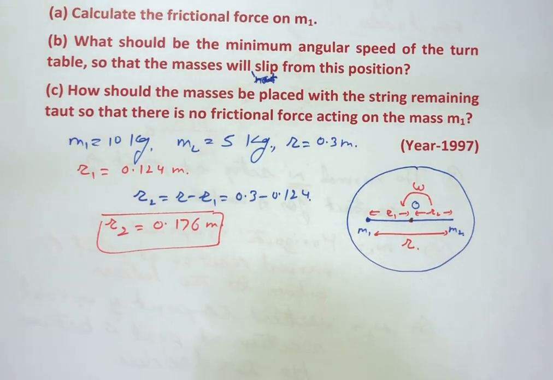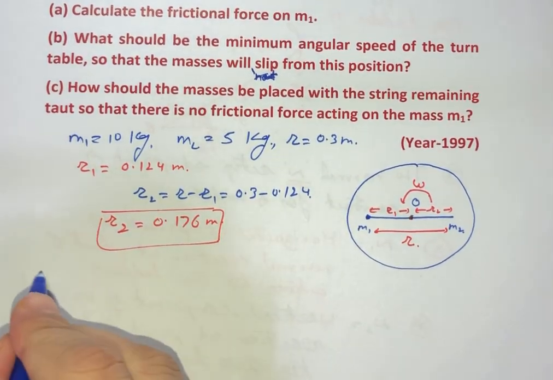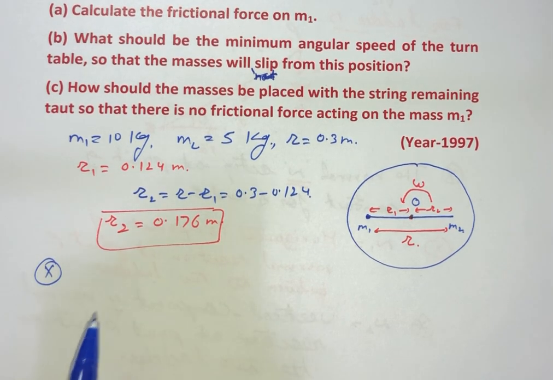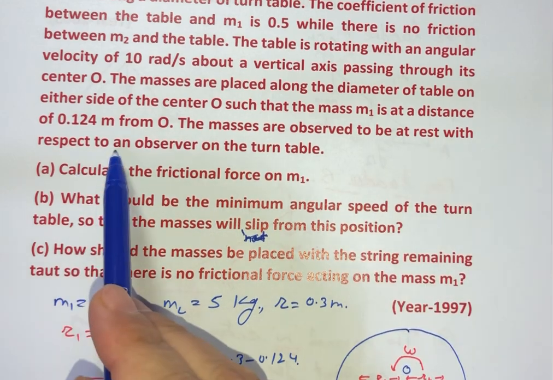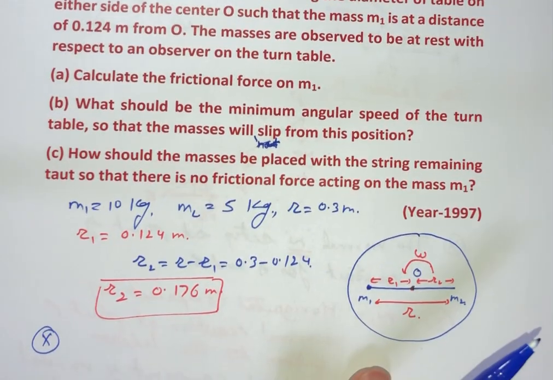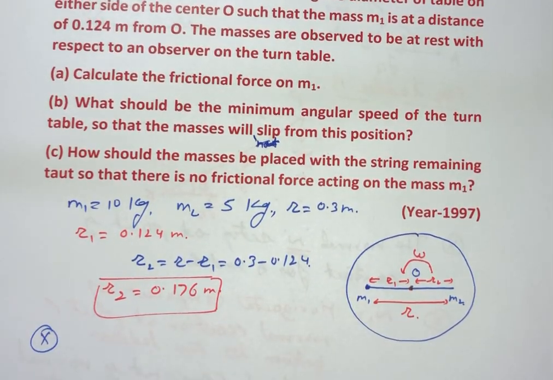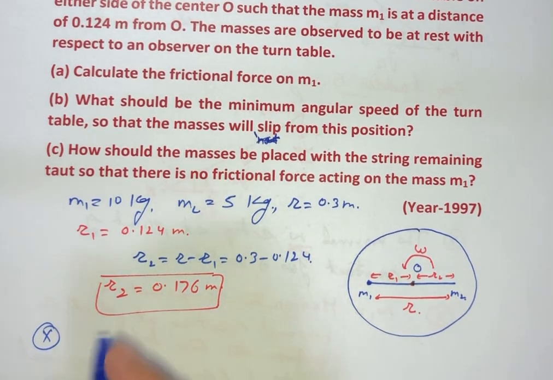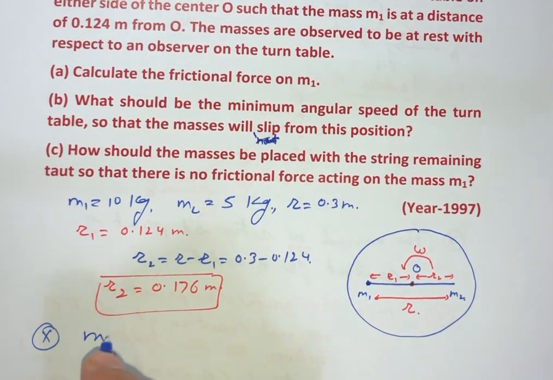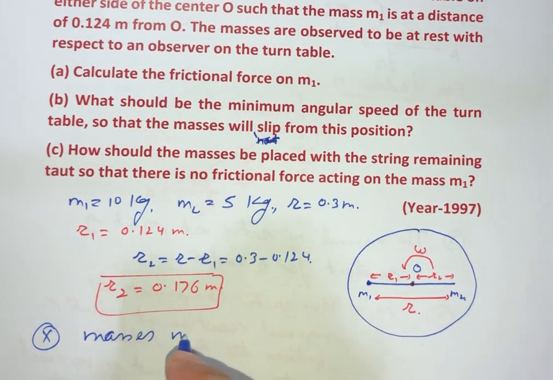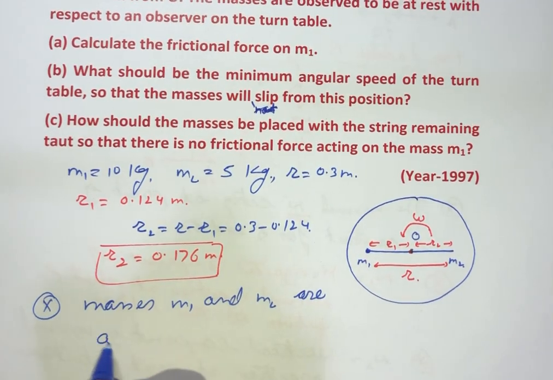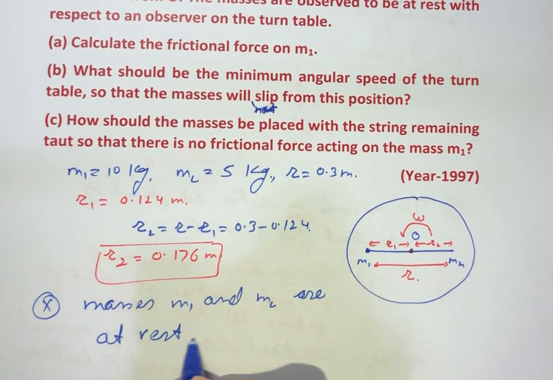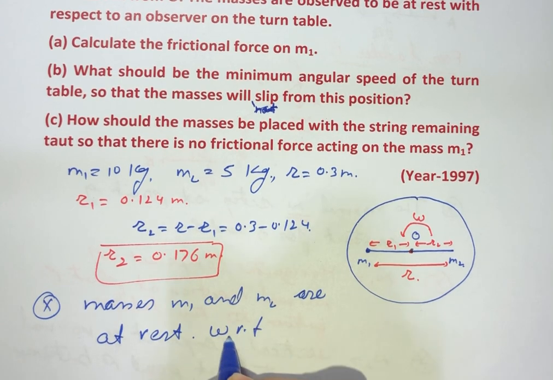So let's start with part A, and it is said that masses are observed to be at rest with respect to observer on the turntable. You can say masses are at rest with respect to the table. Masses m1 and m2 are at rest with respect to table.